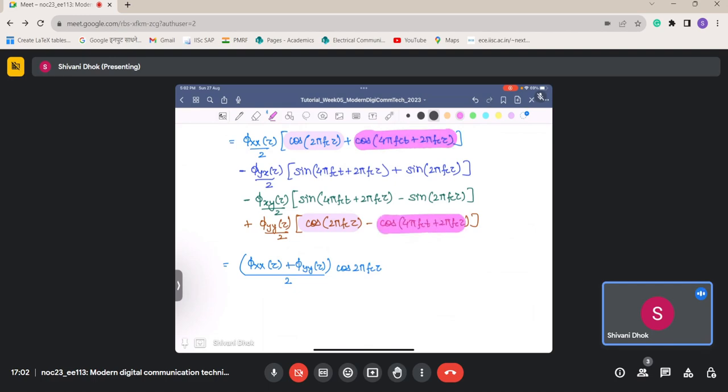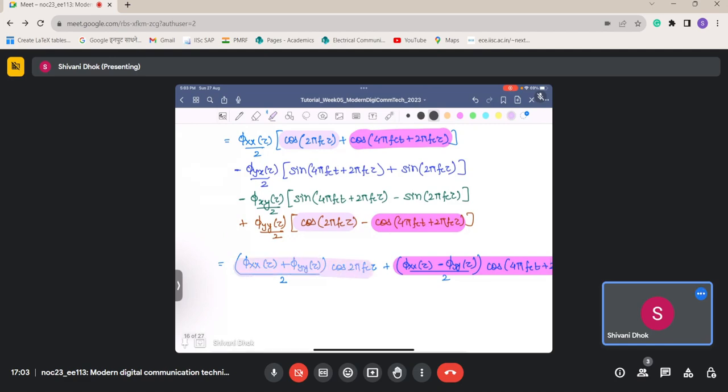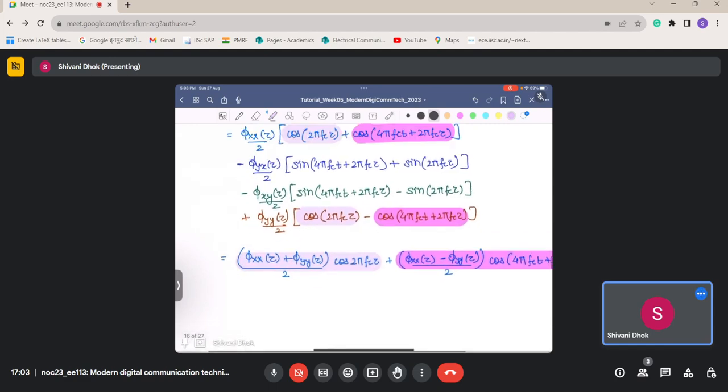Cos 4 pi fc tau, like this. So let's look at this. What we have is (phi xx of tau minus phi yy of tau) whole divided by 2, multiplied by cos of (4 pi fc t plus 2 pi fc tau). So this is basically corresponding to these, and this is basically corresponding to cos 2 pi fc tau.